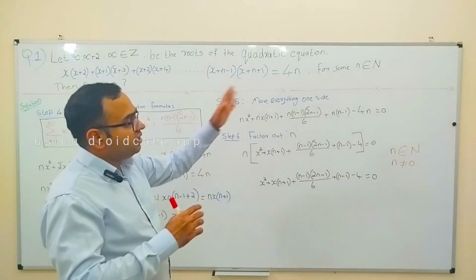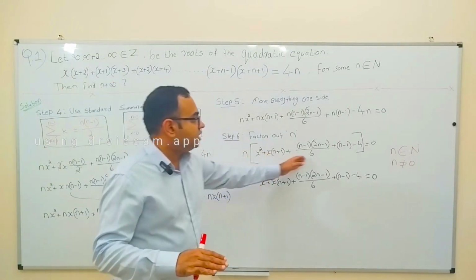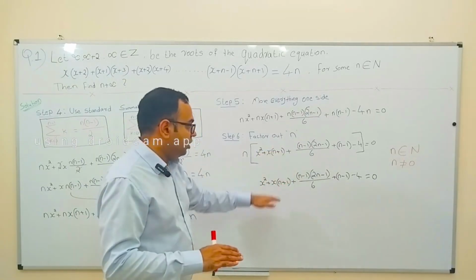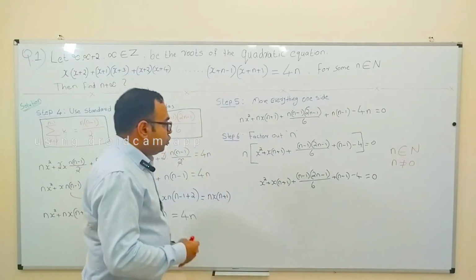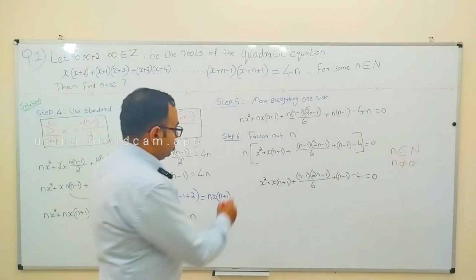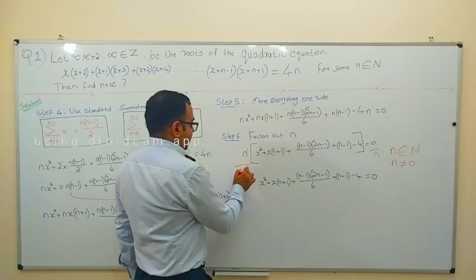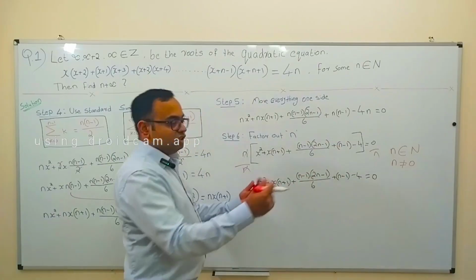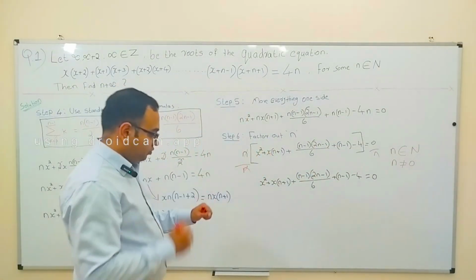And the question itself says n is a natural number, so n is not 0. So this term must be 0. So we can directly write this term equal to 0. Otherwise, we can say that n is a non-zero number, so we can divide both sides by n. So n cancels, and 0 divided by n is 0. Then we can rewrite the equation like this. So we can use both methods.